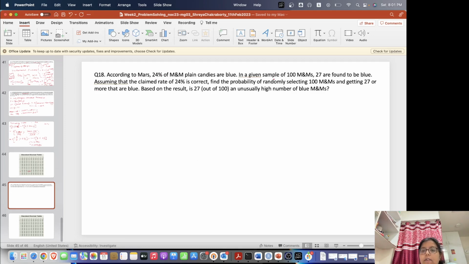So the last question for the day, similar sort of question. In a given sample of 100, 27 are found to be blue, but according to this company 24% of candies are blue. Assuming this is correct, we have to find the probability of randomly selecting 100 and getting 27 or more that are blue. So the random variable is the number of blue candies.